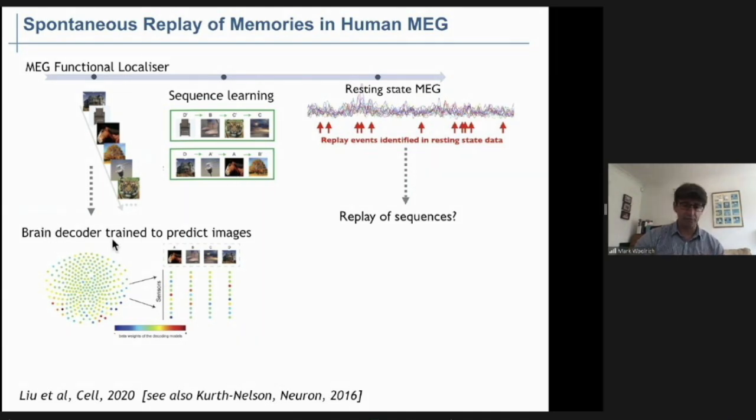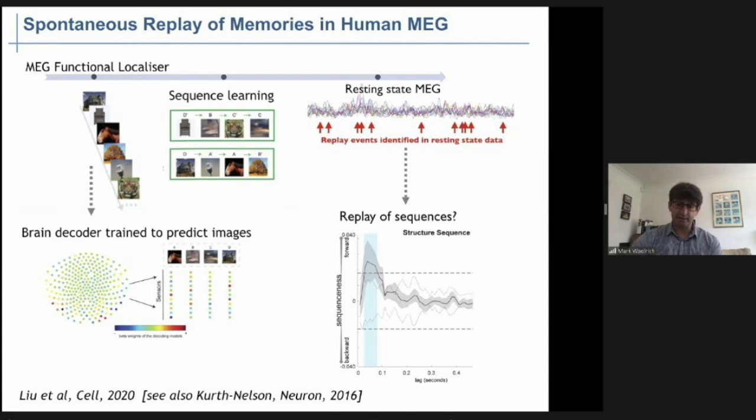And a brain decoder was trained in order to be able to predict what images were being represented in the brain activity given the MEG data. And then armed with this decoder, you can then use it on the resting state data to find when the particular visual images in particular sequences are being reactivated.